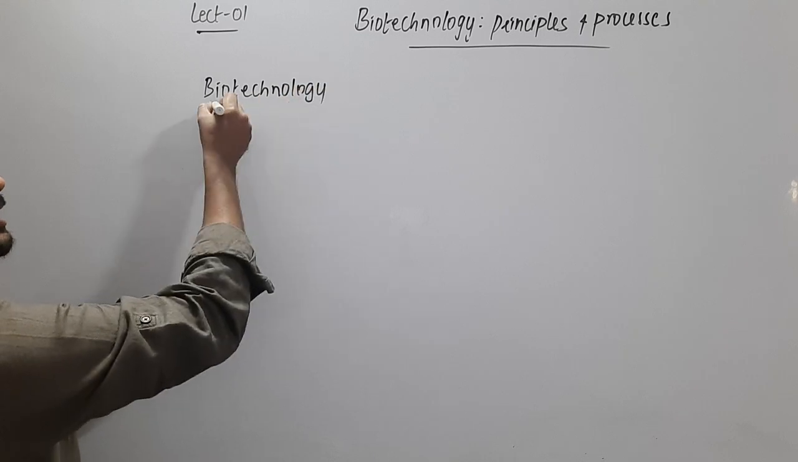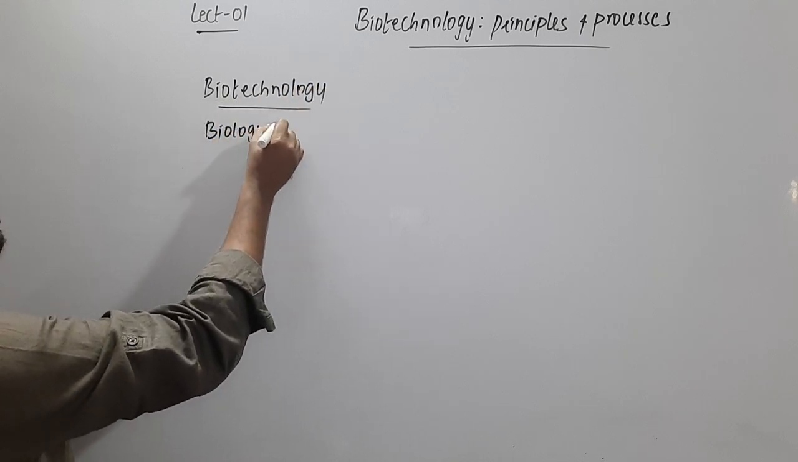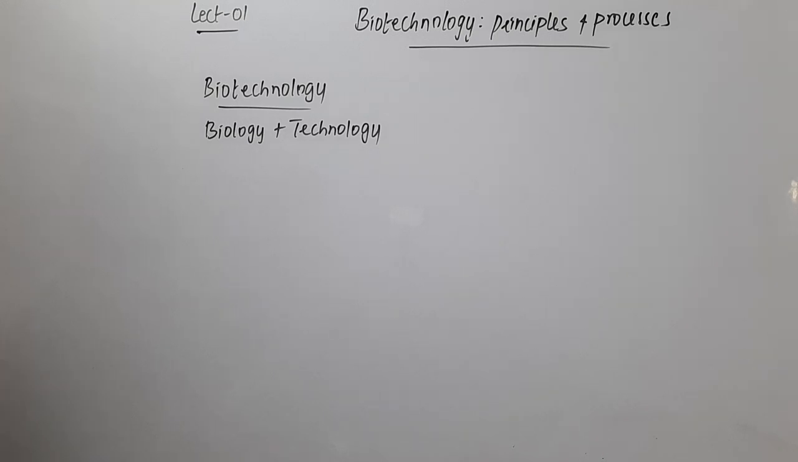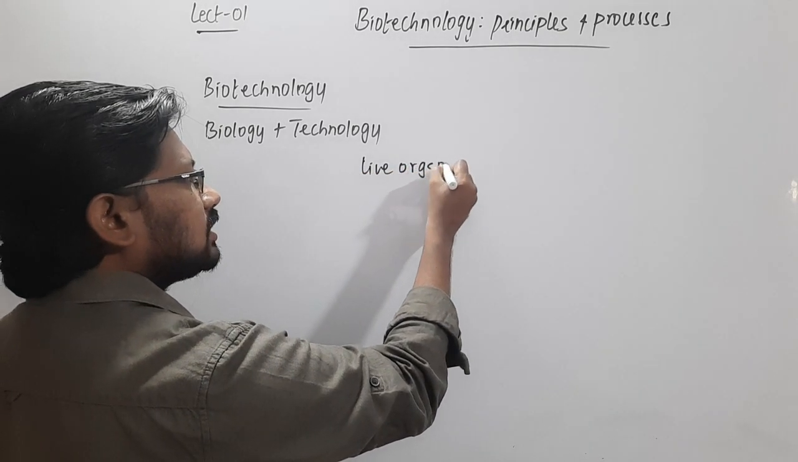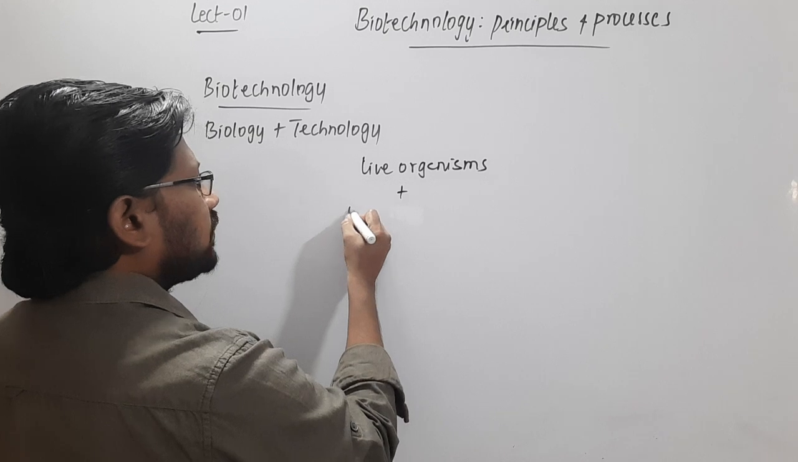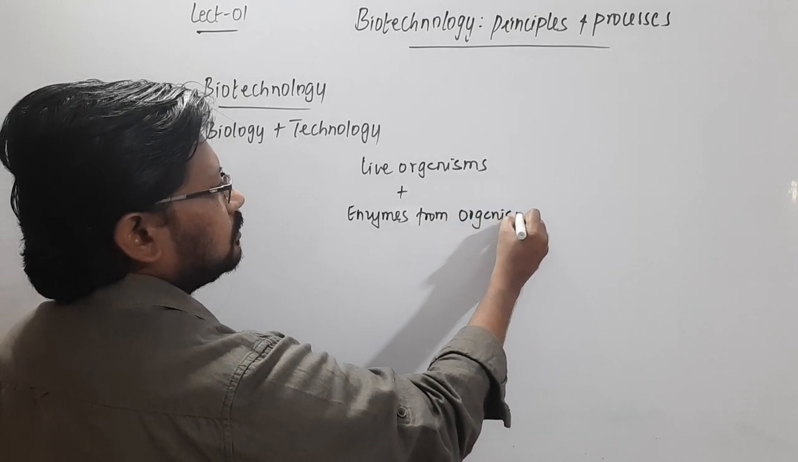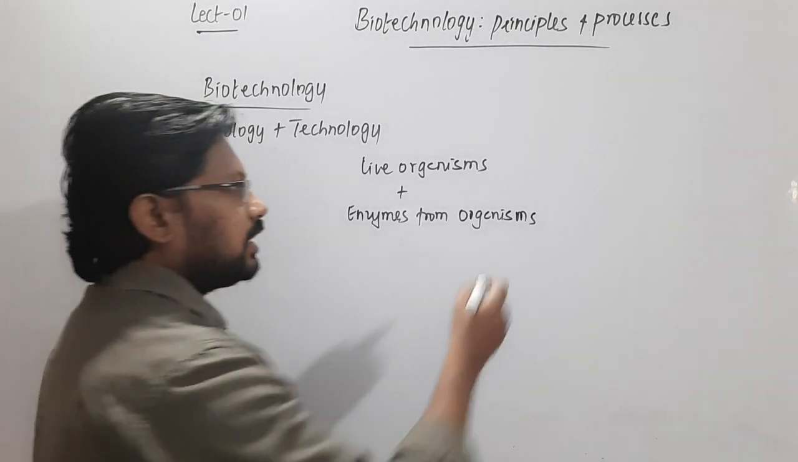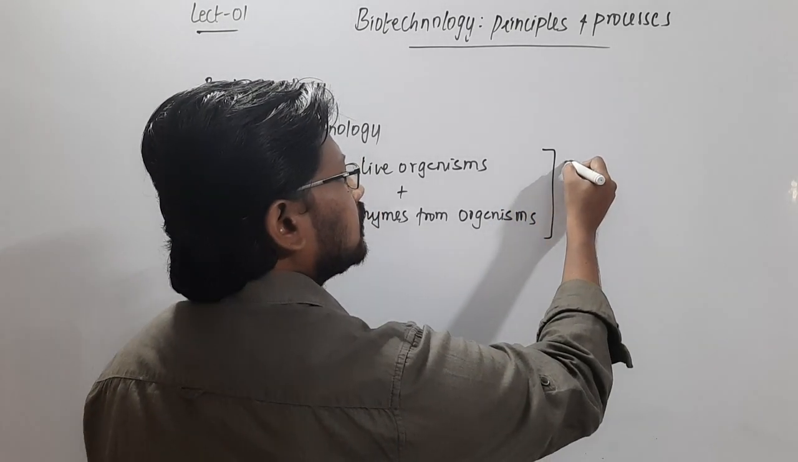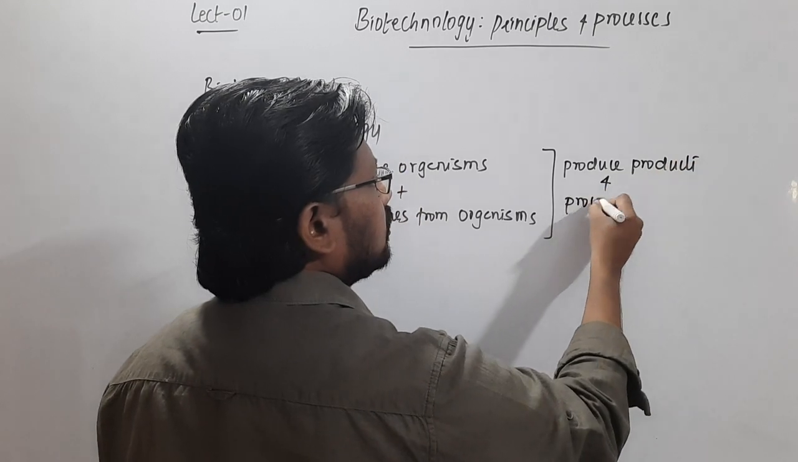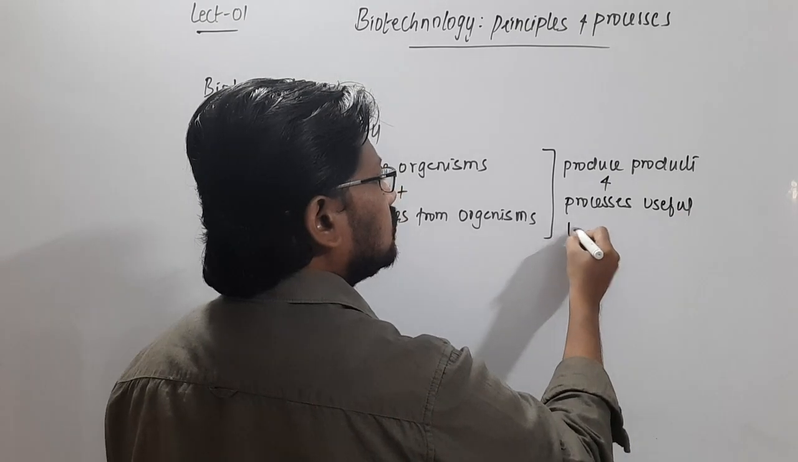So this biotechnology is a combination of biology and technology. Then what is this biotechnology going to deal with? It's going to deal with live organisms. So we are going to use these live organisms and also enzymes from organisms. So the live organisms and enzymes from the organisms are used to produce products and processes that will be useful to humans.